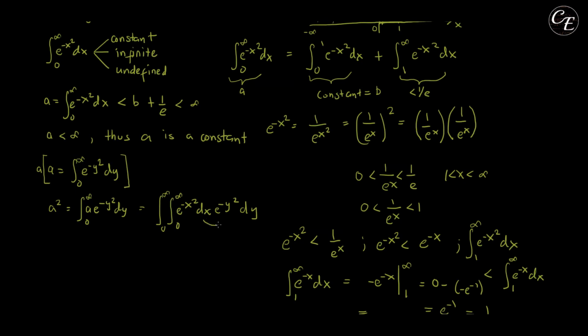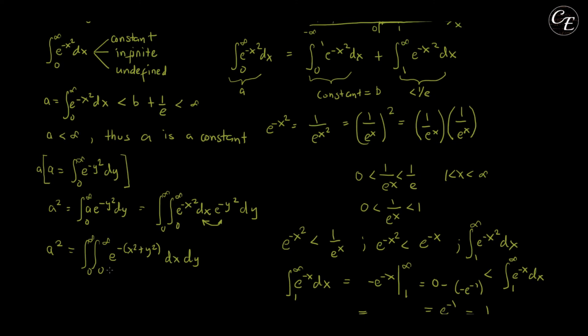We can rearrange this one. If we rearrange this, we can combine both e, so we'll have a double integral from 0 to infinity, 0 to infinity, of e raised to negative x squared plus negative y squared, which is negative x squared plus y squared. So we have here dx dy, which is equal to a squared. Now let us evaluate these integrals.